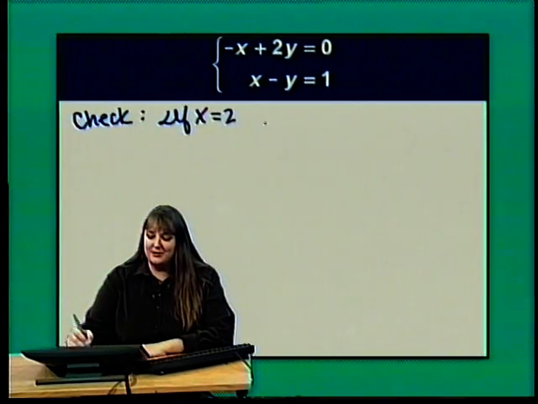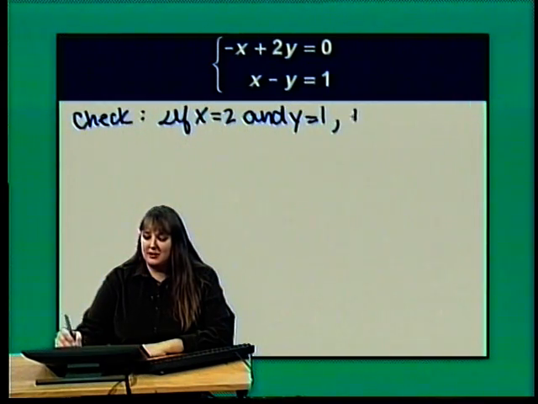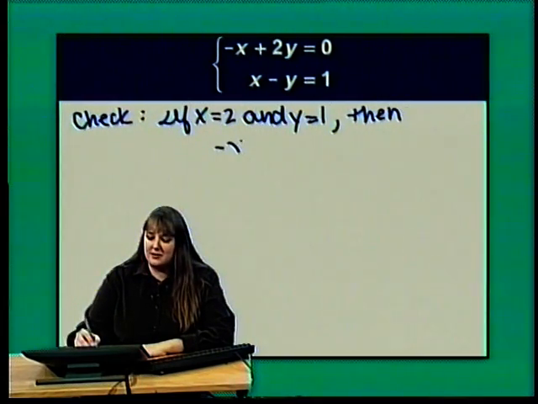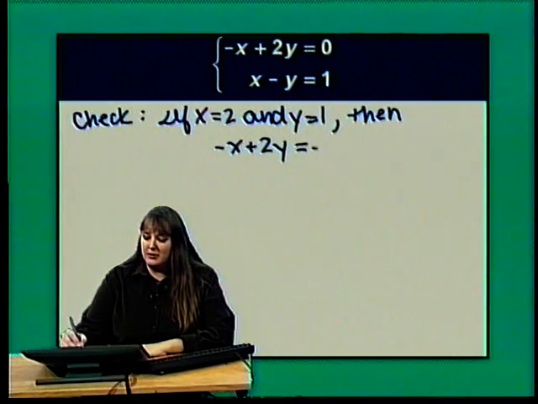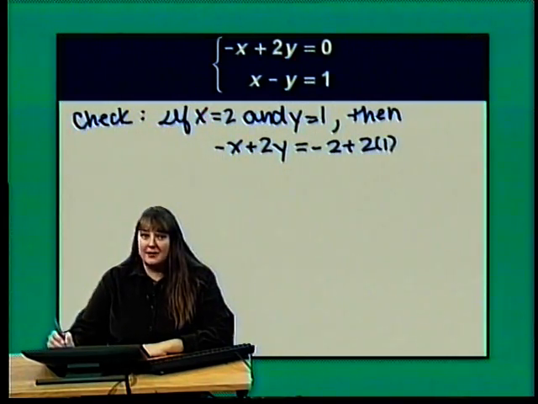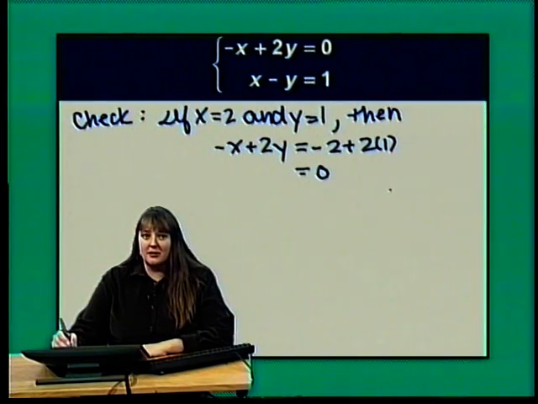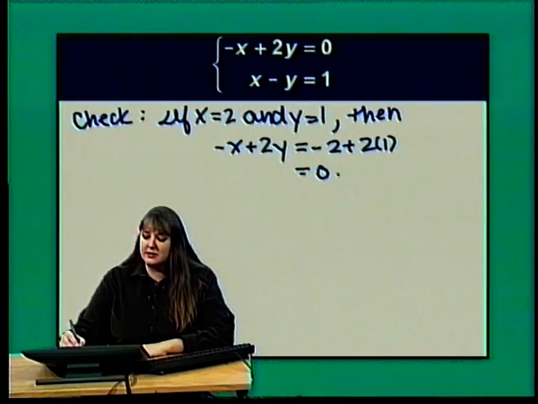If x equals 2 and y equals 1, then looking at our first equation, I'm going to focus on the left-hand side again. The opposite of x plus 2y would be the opposite of 2 plus 2 times 1. That's negative 2 plus 2, which is 0. That's what we wanted. The opposite of x plus 2y equals 0.